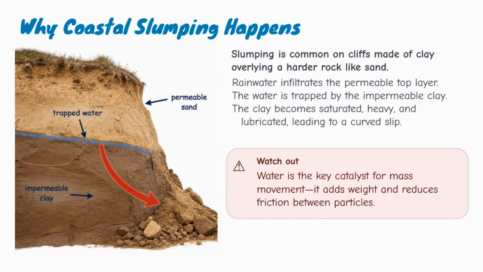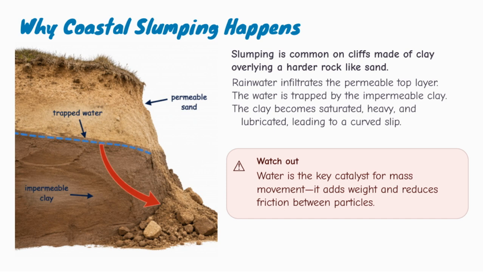The water becomes trapped. The clay then becomes saturated. Saturated clay is heavier and weaker. It can also become slippery, reducing friction between particles. Eventually, the weight of the saturated material causes it to move down a curved slip surface. This creates a rotational slump.